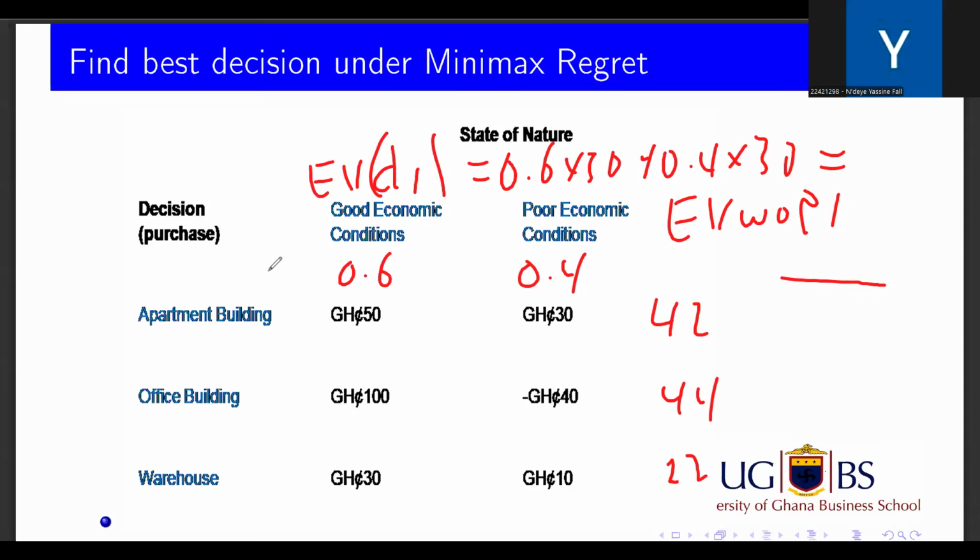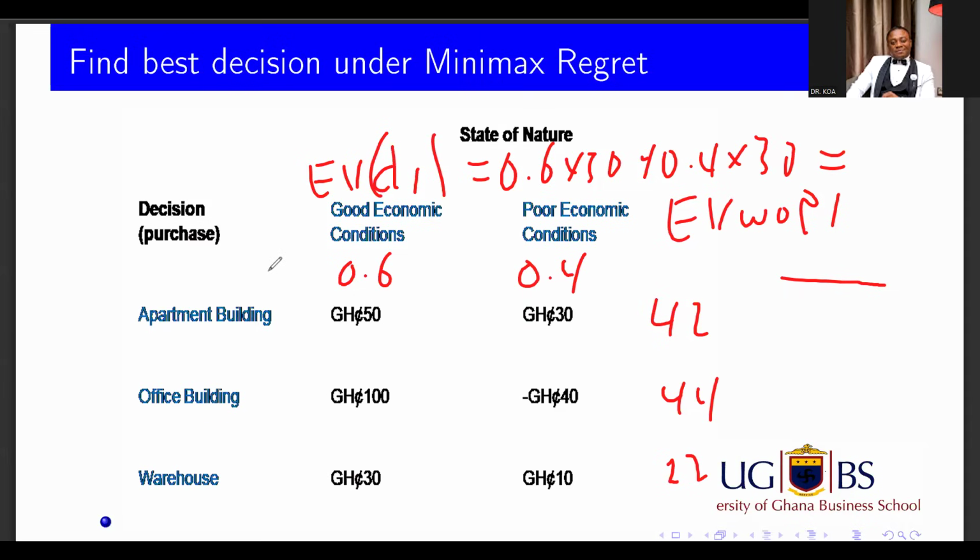Office building. Why? Because the expected value is 44, which is the highest out of all the three. Good. So the word value means you want more. And since that one has more than the rest, office building is the winner. In this case, you can see that by taking the 4 approaches, you are able to detect that office and apartment building are really winning. But we don't end there. There's one more thing we got to do before we look at the other alternatives.